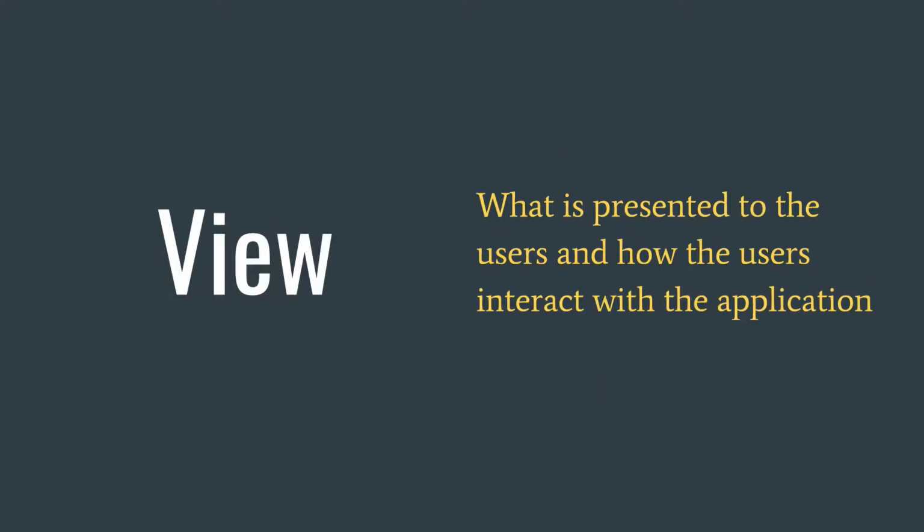Now, the view. The view is what is presented to the users and how the users interact with the application. So this is buttons. This is input boxes. This is displayed images. This is the actual thing that they're seeing. But we're separating it from the data itself. It's not intermingled like it often is with jQuery, where you have API requests and DOM manipulation all mixed into one. We totally separate it out. We have our view here and our data over here.